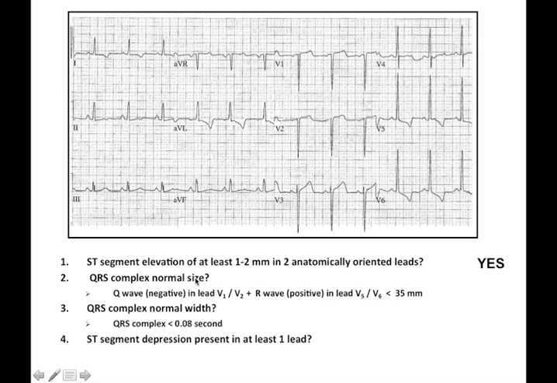Next question, is the QRS complex normal size? Remember, we will look at the negative part of the QRS in V1 and the positive part of the QRS in V5 or V6. Let's add these up. 5, 10, 15, 18, probably 4, so 22 for the negative part of the QRS in V1, plus 5, 10, 15, 21 plus 4, 25. 25 plus 22 is greater than 35. So the answer to question 2 is no. The QRS complex is not of normal size.